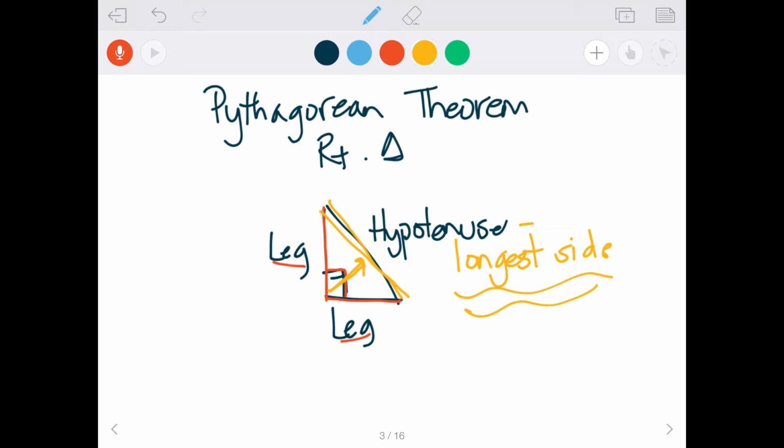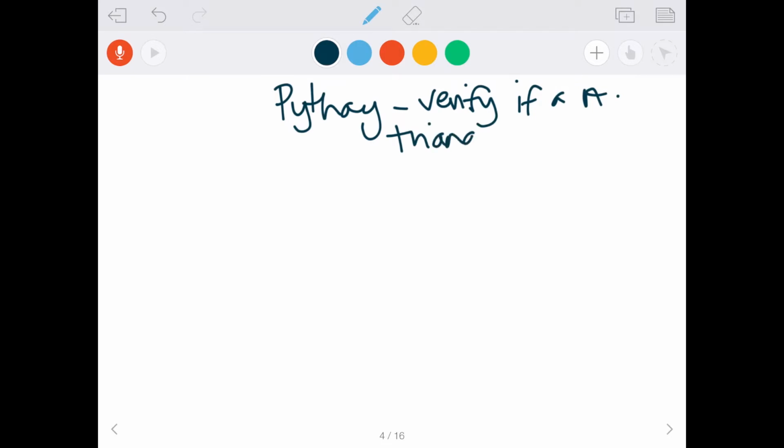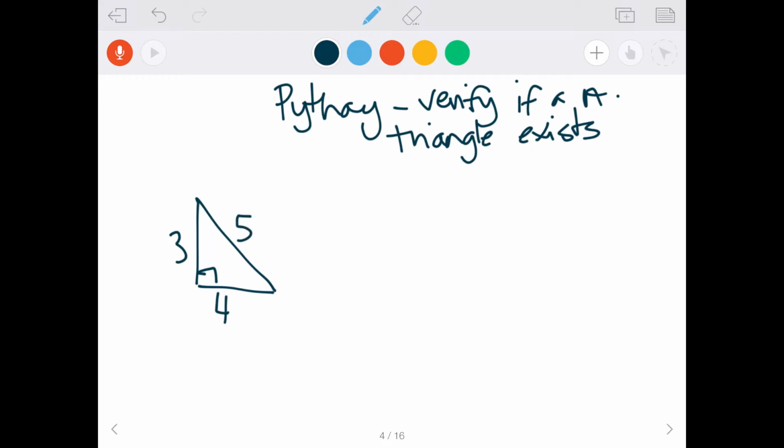So a couple things we can do with the Pythagorean Theorem. We can verify if a right triangle exists. Let's say, for example, that I tell you I have a right triangle, and the side lengths are 3, 4, and 5. Well, just because I draw it as a right triangle or tell you it's a right triangle doesn't mean it really is. You should verify that it is using the Pythagorean Theorem. The theorem says that a squared plus b squared equals c squared. And a and b are always the legs, and c is always the hypotenuse. So that's how you know where to put the numbers.